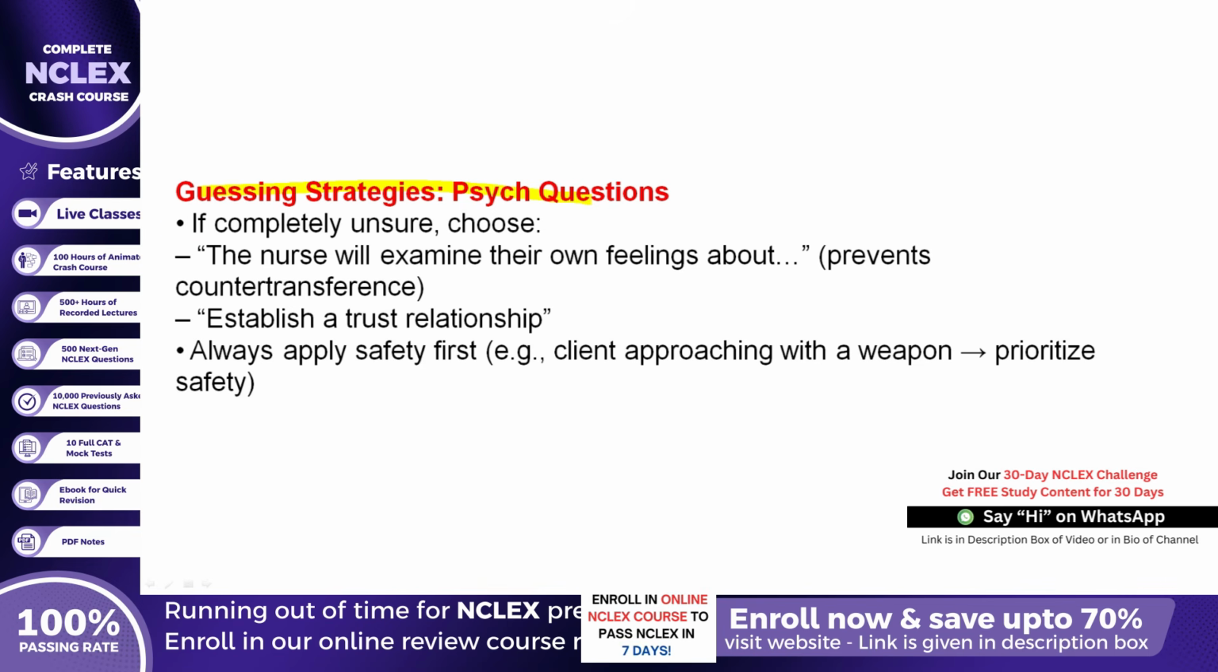If you are completely unsure, choose the option stating that the nurse will examine their own feelings about the situation because this prevents countertransference. Another strong choice is to establish a trust relationship, which is essential in psychiatric care. And always remember to apply safety first, such as when a client is approaching with a weapon, where prioritizing safety becomes the immediate concern.